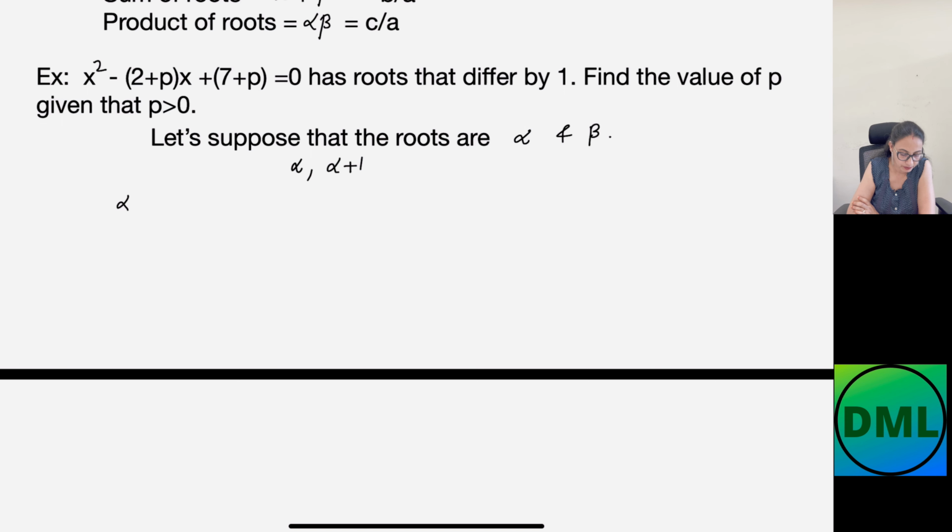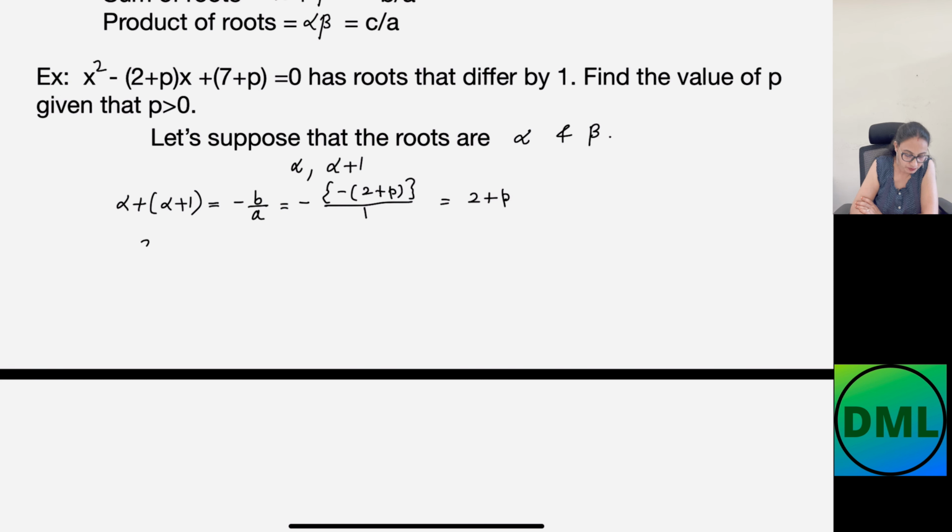The sum of the roots, if I add both of them, alpha plus alpha plus 1, will be given by minus b over a. That will be written as minus of b, and b is minus of 2 plus p, over 1. Here the b value is minus of 2 plus p and the value for a is 1. If we solve this here, minus becomes positive and my answer is 2 plus p.